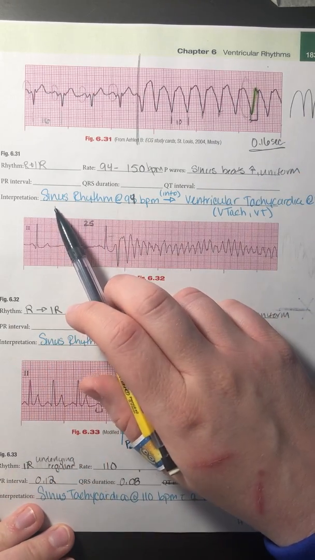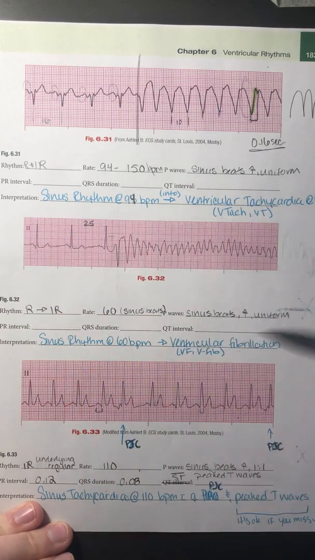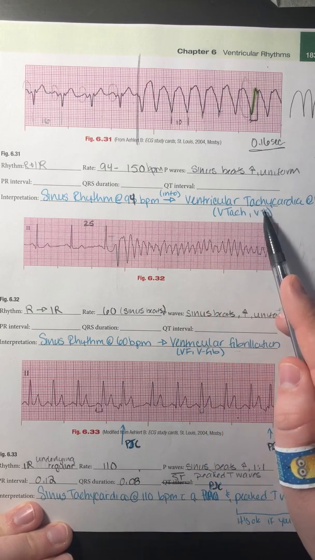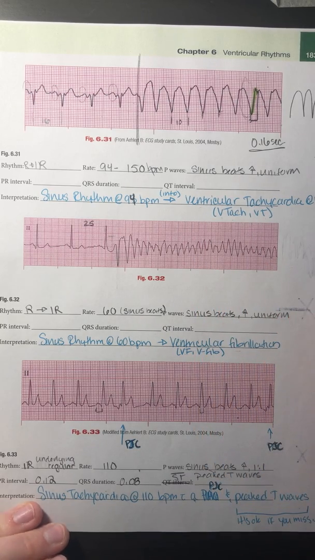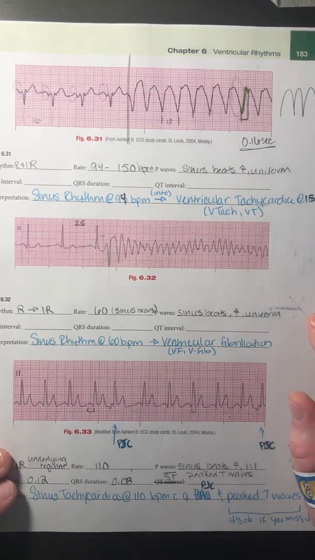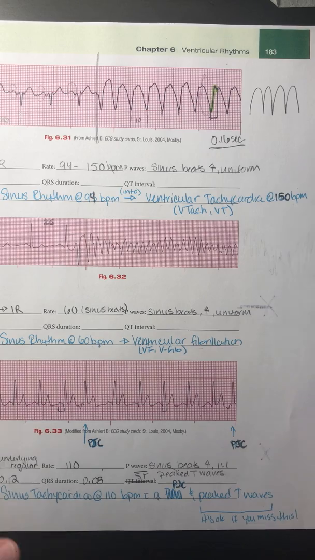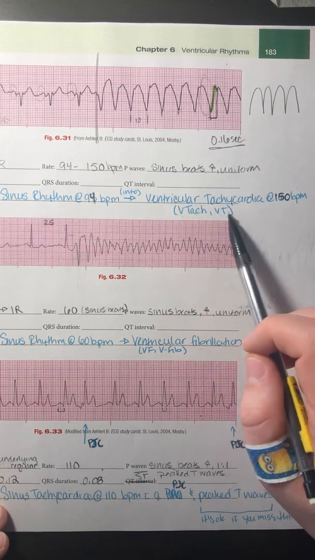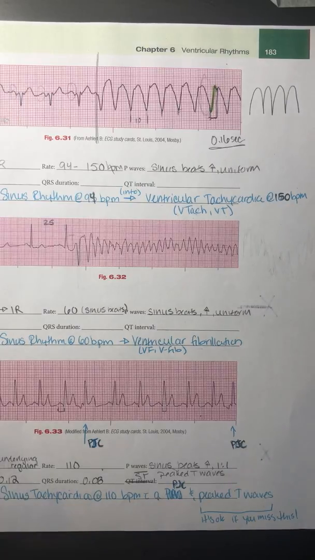So my interpretation for this rhythm is going to be sinus rhythm at 94 beats per minute. Sorry, there was a writing error there. Into ventricular tachycardia at 150 beats per minute. And I have that written over here, sorry, so you can see the whole thing. Shorthand for V-tach, we can just write V-tach or VT. It's also referred to as monomorphic ventricular tachycardia. And the opposite of that would be polymorphic ventricular tachycardia, which is another name for torsades de pointes.